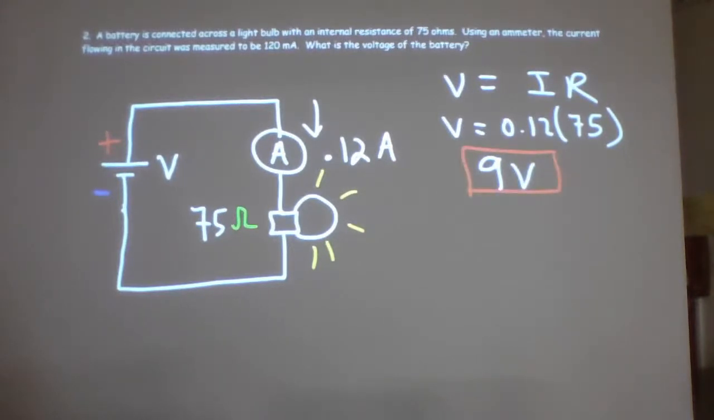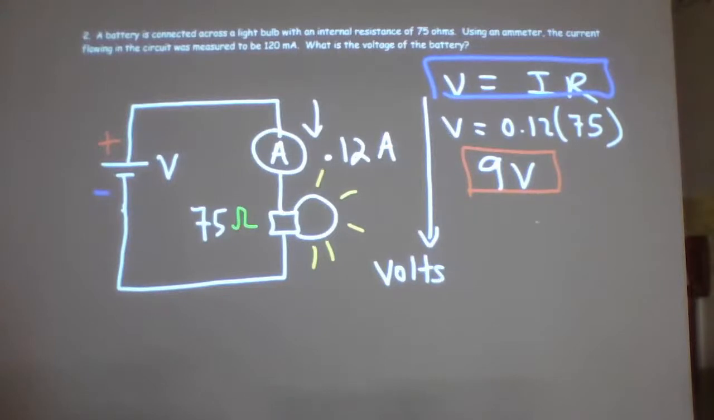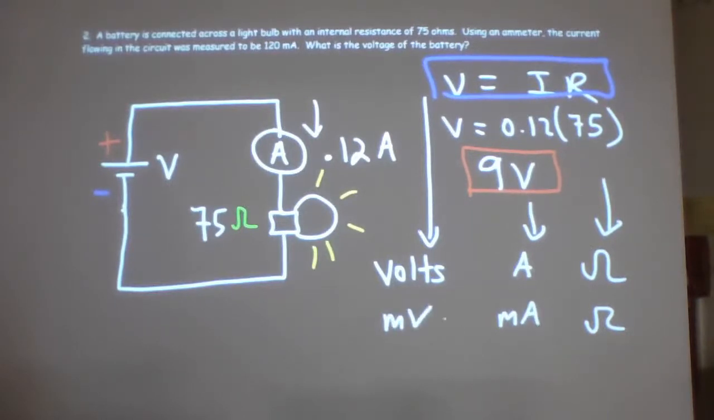Whenever you're using Ohm's law, just remember, if V is in volts, then the current has to be in amps and the resistance has to be in ohms. If the resistance was in ohms, but you plug in milliamps instead, then this will give you millivolts. So you have to be careful when you're using different units, but just to be on the safe side, use volts for V, amps for the current, and ohms for the resistance.